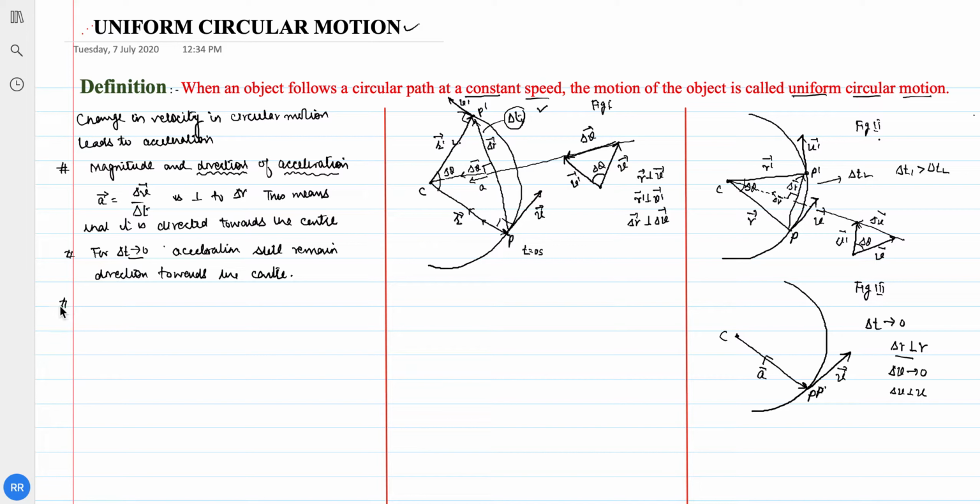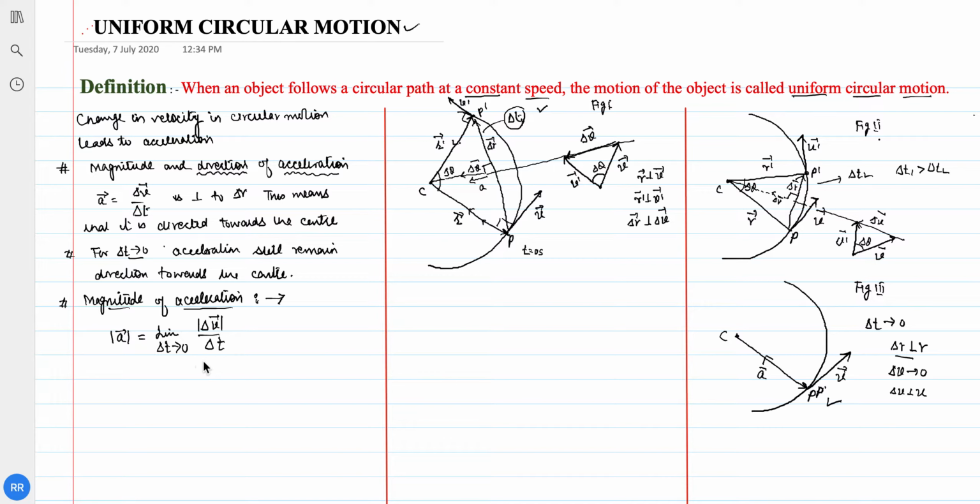So next part is magnitude of acceleration. To find the magnitude of acceleration, I would like to write that magnitude of acceleration is equal to the limit as delta t approaches 0. We are discussing from this figure, delta t approaches 0, of the change in velocity vector divided by delta t.